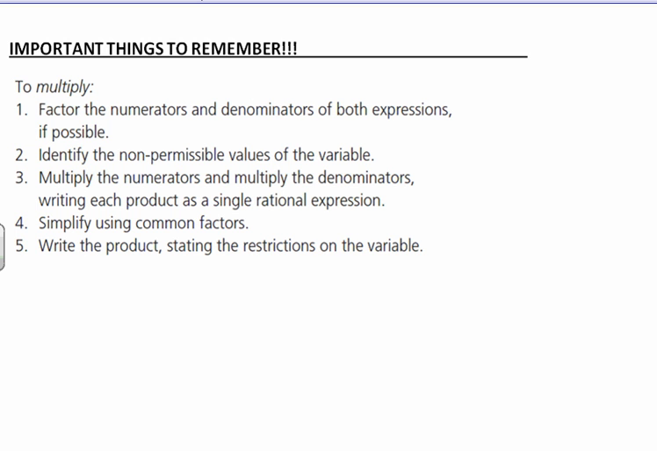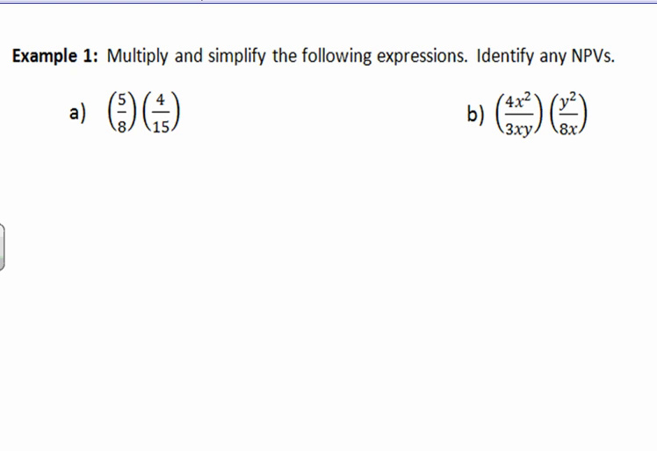Here's the thing, with all of this unit, our first step is always going to be wanting to factor, because we're always going to want to simplify, whether we're multiplying, dividing, or even solving for x. So that first step is factoring both the numerators and the denominators. Identify NPVs, right? We do that before cancellation. Multiply numerators with numerators, denominators with denominators. Simplify using common factors, then write the product, state the restrictions. Okay, so lots of words. Let's actually do that.